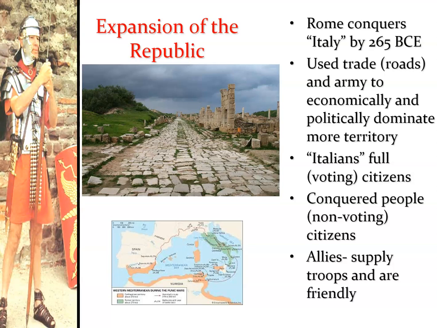As they started to conquer areas outside of what you and I know of as Italy, they divided the people that they had conquered or people that they came in contact with into basically three different groups. The Italians, or people who lived on the Italian peninsula, were full voting citizens of the Roman Empire. People beyond that who were conquered were non-voting citizens, and they also came in contact with people who became friends with them, just allies, who weren't citizens at all, but supplied troops for the Roman army and were friendly.